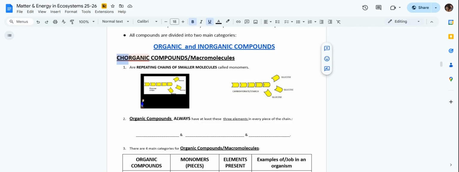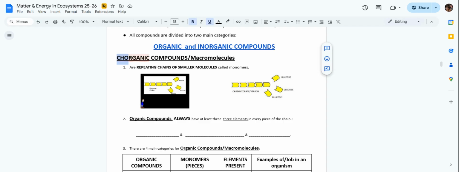First, it reminds me that they're repeating chains, CHO chains of smaller molecules, meaning organic molecules, if it were a carbohydrate, would be small pieces of glucose all chained together. As you can see, here's a glucose, here's a glucose, here's a glucose. To make a carbohydrate, they chain together almost like a train. We're going to learn 4 different organic compounds that can do this.